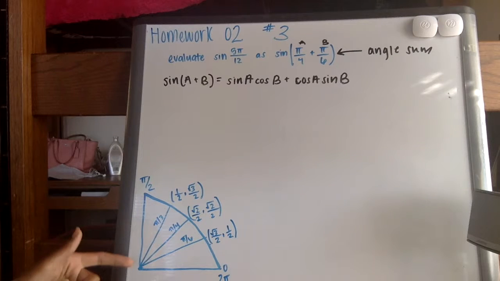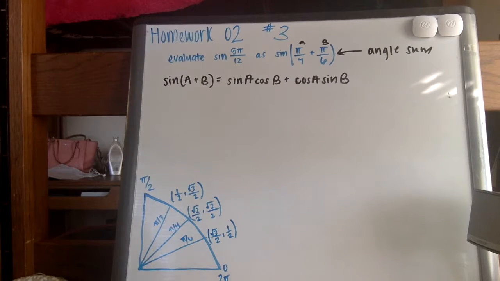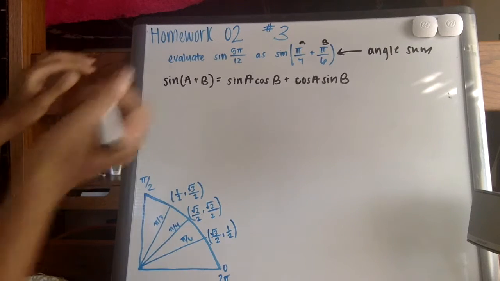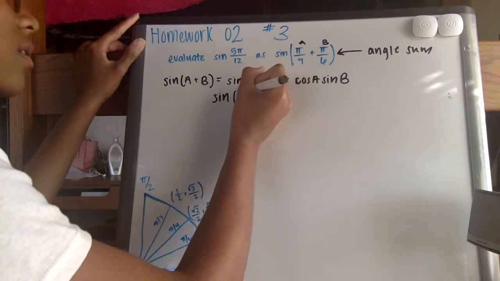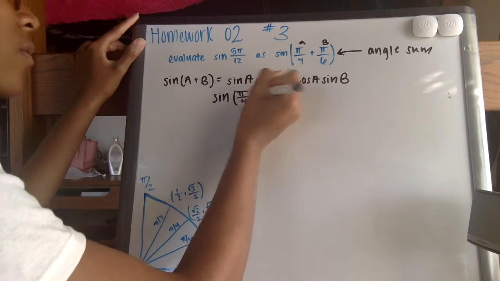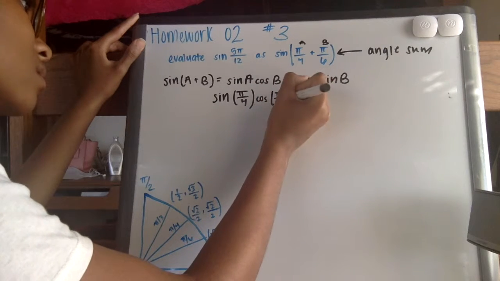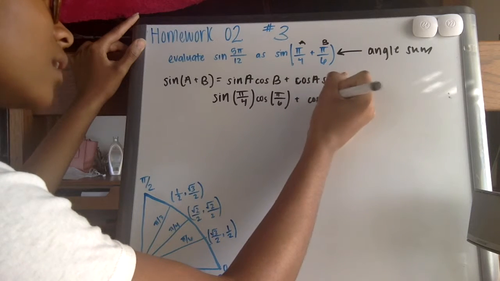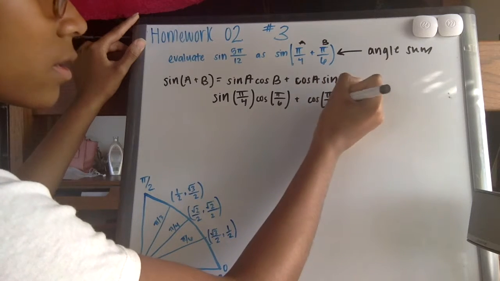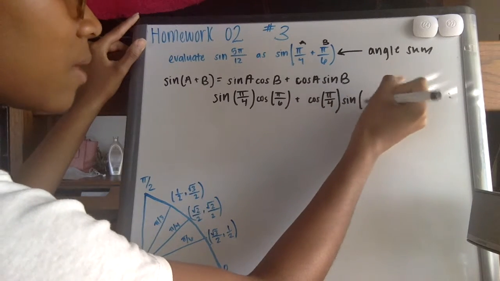And right here I gave us the unit circle just as a reference. I only gave us one quadrant because we only really need one quadrant. I'll just write it out really quickly before I go over that. So sine of pi over 4 times cosine of pi over 6 plus cosine of pi over 4 times sine of pi over 6.